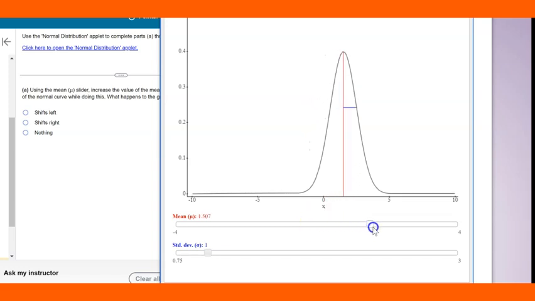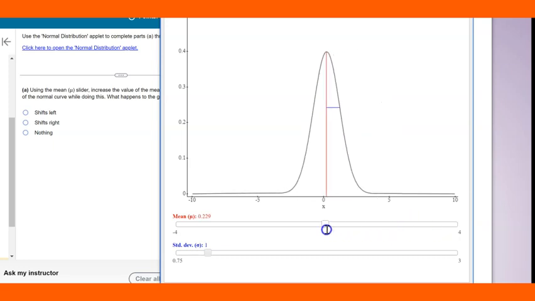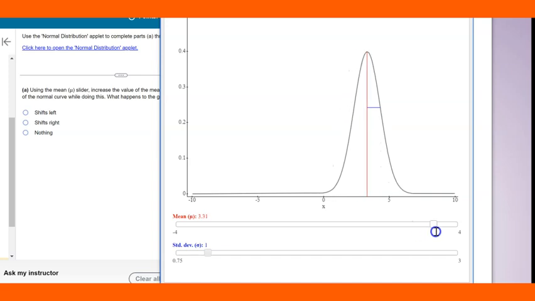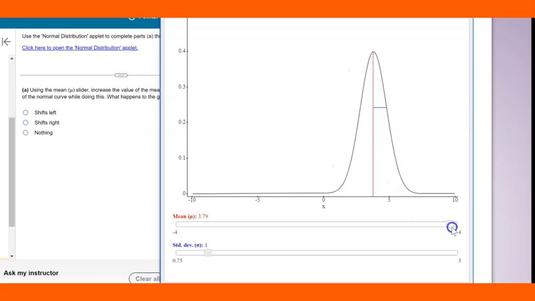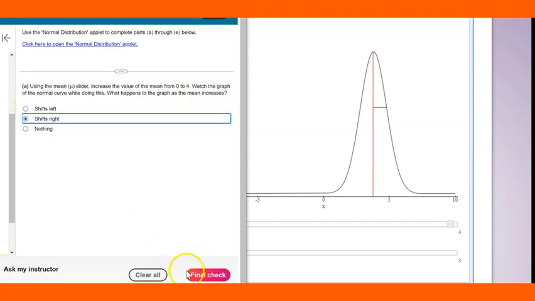Slide it up to 4. What happens? What do you see? Do you guys notice what happens? Mean 0, shift right. Pretty much the graph shifted to the right, correct? What happens to the graph when the mean increases? Shifted right. Okay, point check.